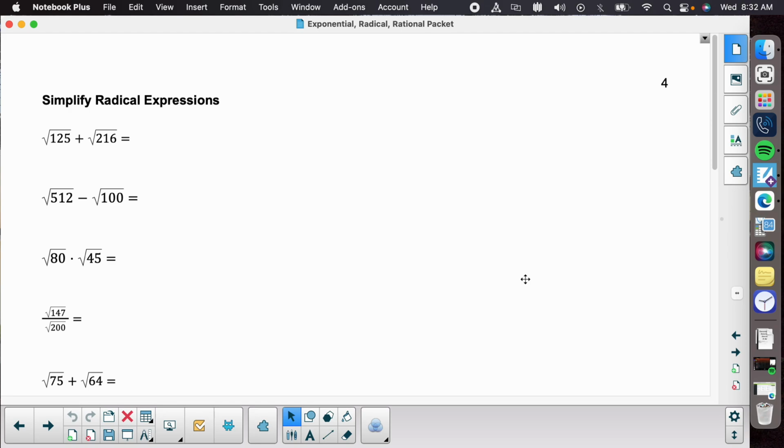I know simplifying square roots yesterday was new for you. Today is most definitely gonna be new as well.